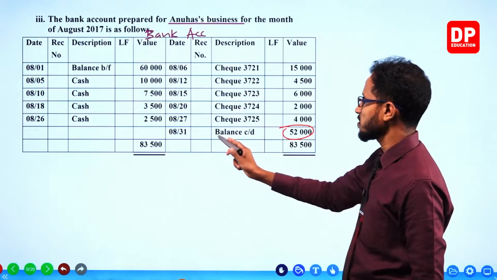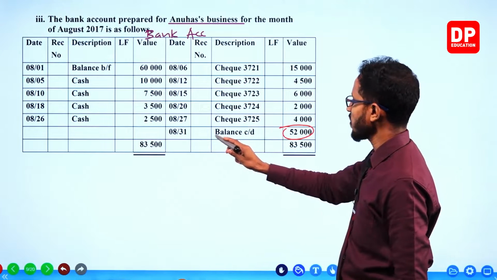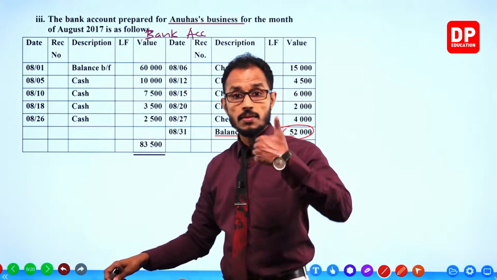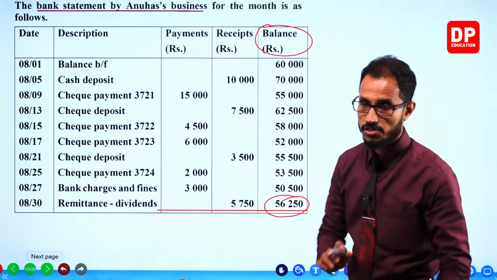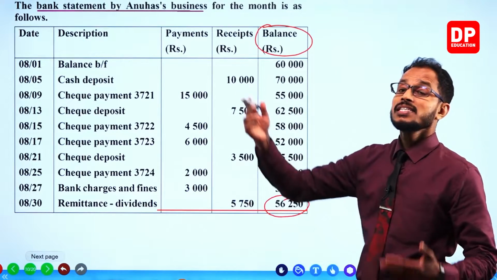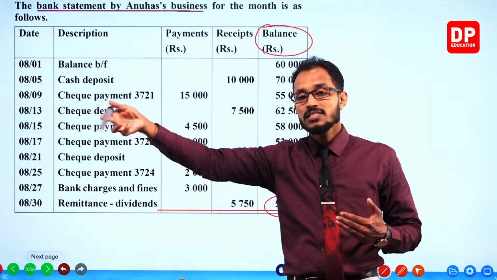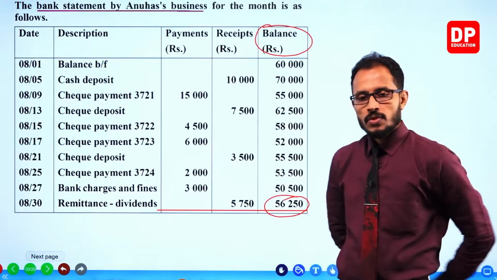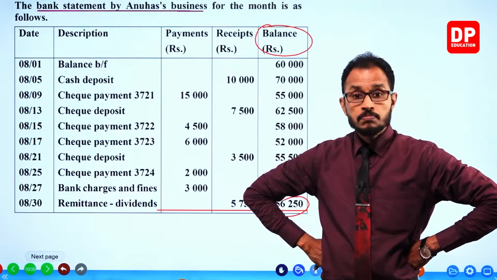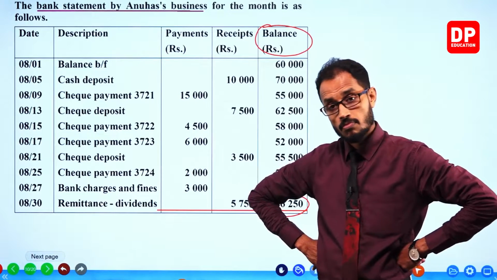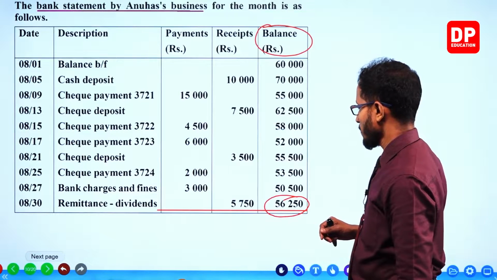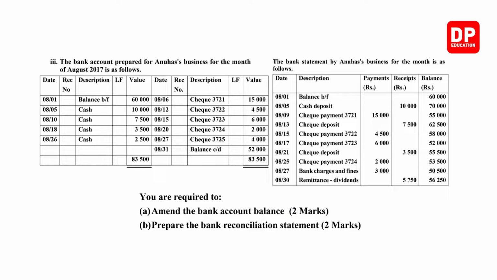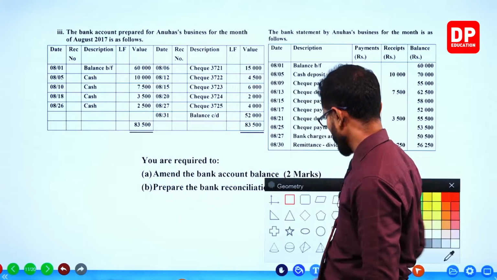Bank account final balance. See, 52,000 here in the bank account prepared by the business. In the bank statement prepared by the bank side, their final balance is 56,000. Well, that is a problem. Now we have to do the rest. Here we go. This is what they have given.